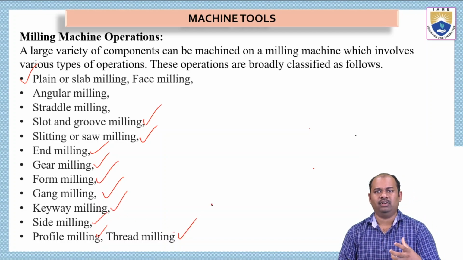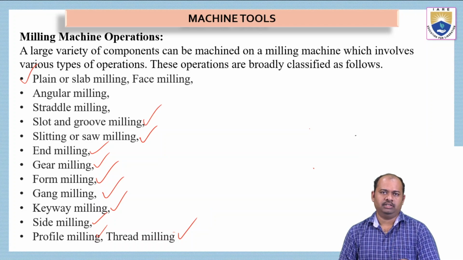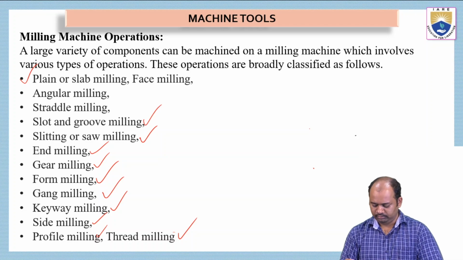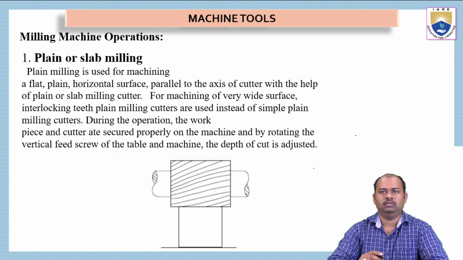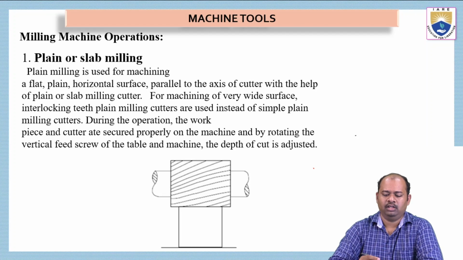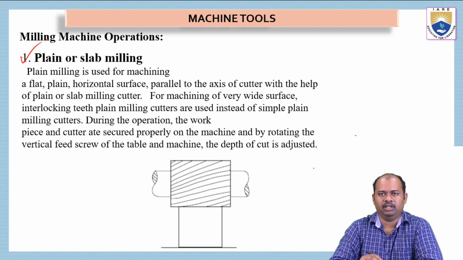These are the different types of milling processes that are possible on multiple milling machines. These are not all possible on a single milling machine. Some milling machines have some of these machining techniques. Okay. Now let us see the first one. We have to see everything in detail. So, the first milling process that is possible is plane or slab milling. So let us see what is plane or slab milling.